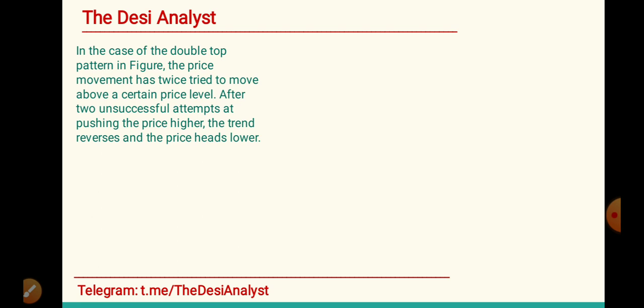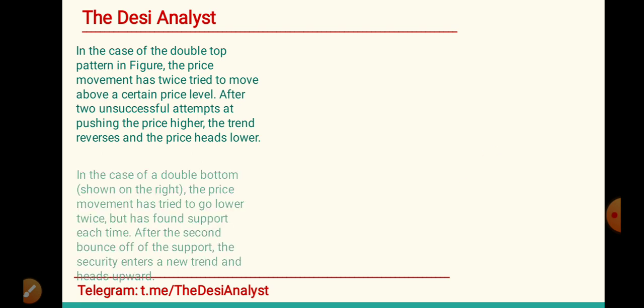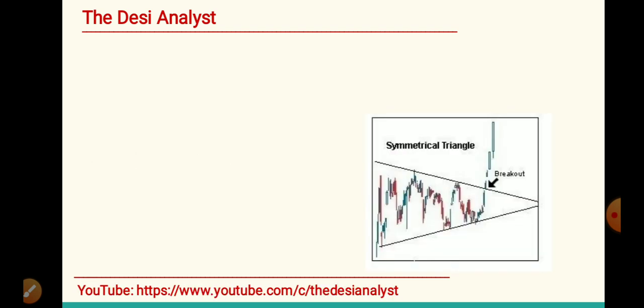In the case of the double top pattern in the figure, the price movement has twice tried to move above a certain price level. After two unsuccessful attempts at pushing the price higher, the trend reverses and the price heads lower. In the case of a double bottom shown on the right, the price movement has tried to go lower twice but has found support each time.